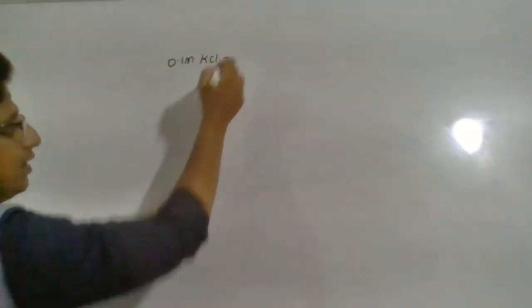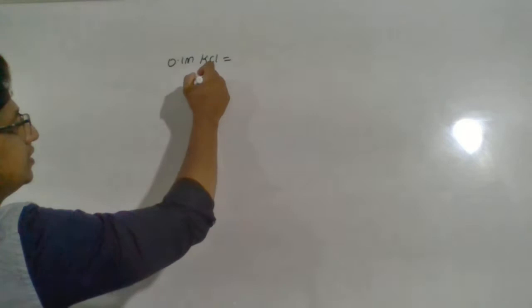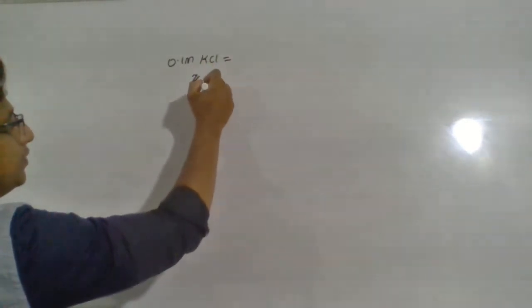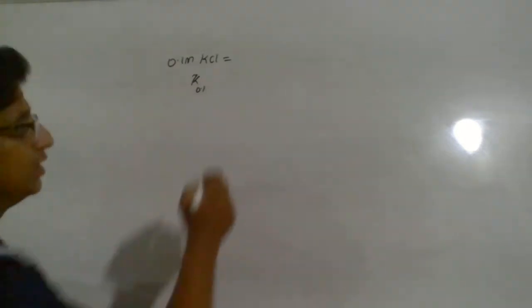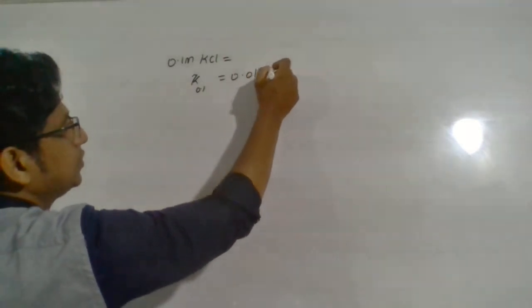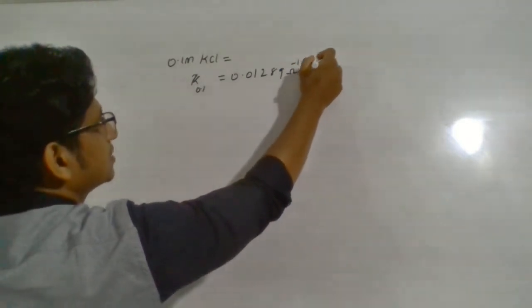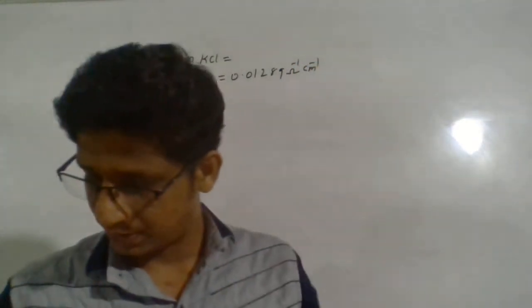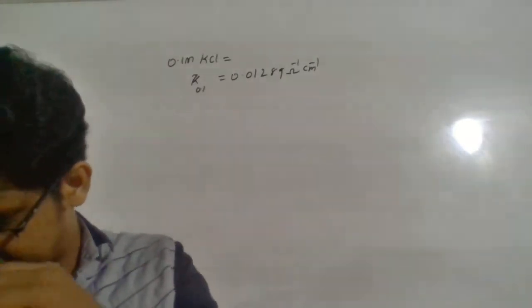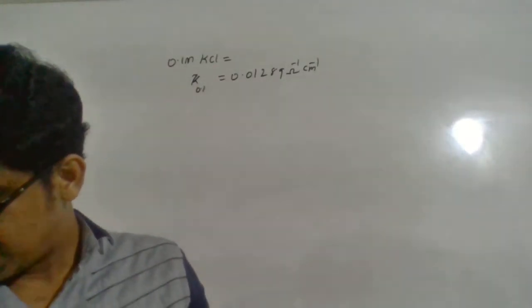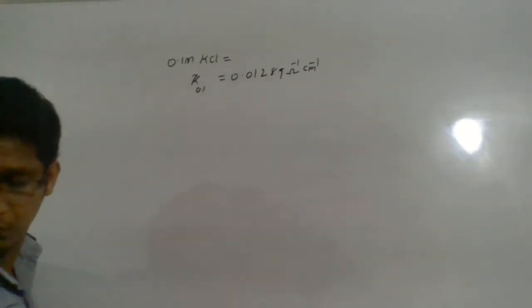Next problem: the conductivity of 0.1 molar KCl solution. There is a 0.1 molar KCl solution having a conductivity, that is kappa of 0.1 molar, given as 0.0101289 ohm inverse centimeter inverse. That's the conductivity value they gave. The conductivity of 0.1 molar KCl solution at 25 degrees Celsius is given, and it has a resistance of 192.3.